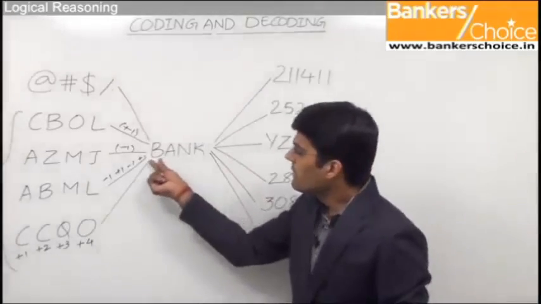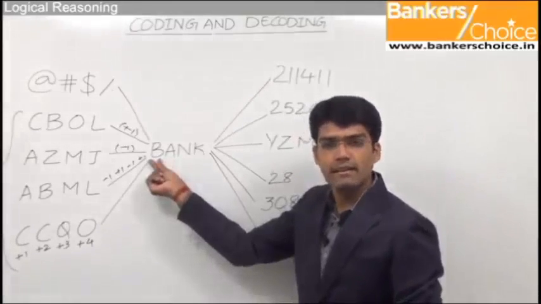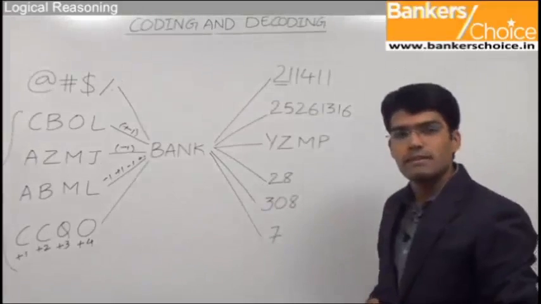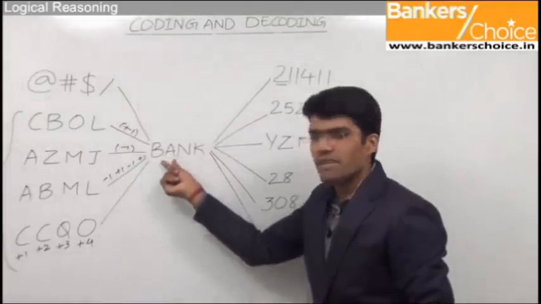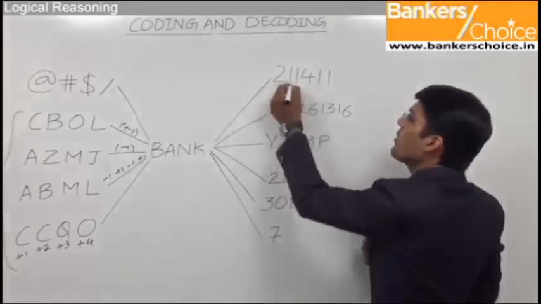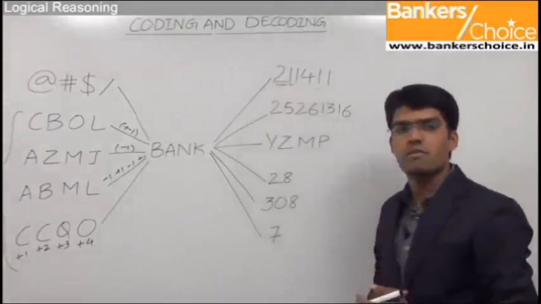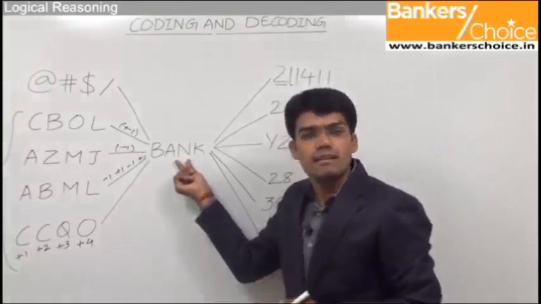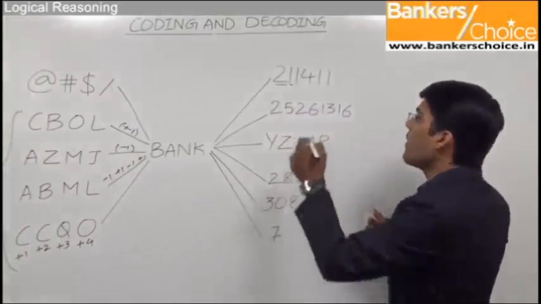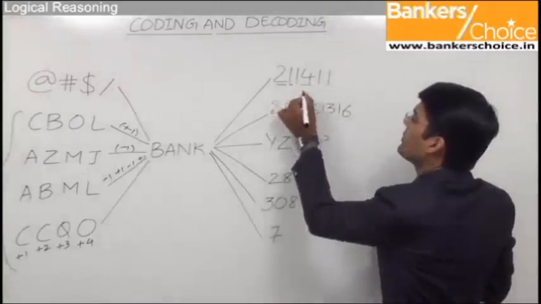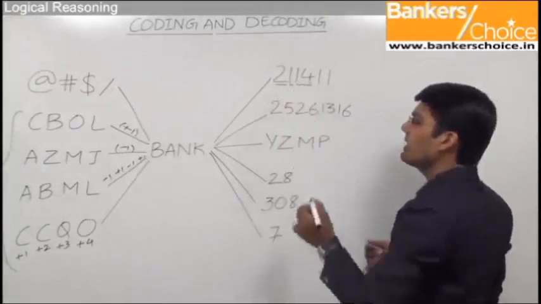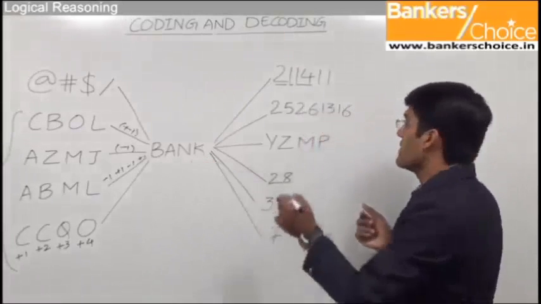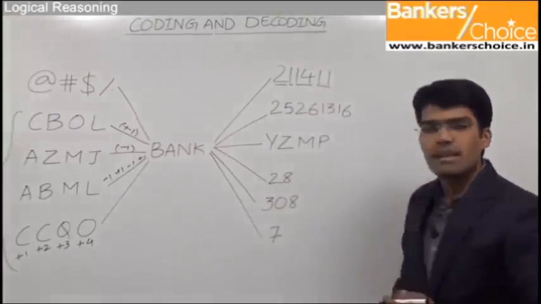For example, we know that B is the second letter of the English alphabet. So that is how we have got 2 in the first place. A is the first letter of the alphabet, so the 1 in the coded form is the result of the position of A. The letter N is the 14th letter of the English alphabet, so that is how we have got the next number, 14. And finally the letter K is the 11th letter of the alphabet, so that is how we have got 11 in the last position.